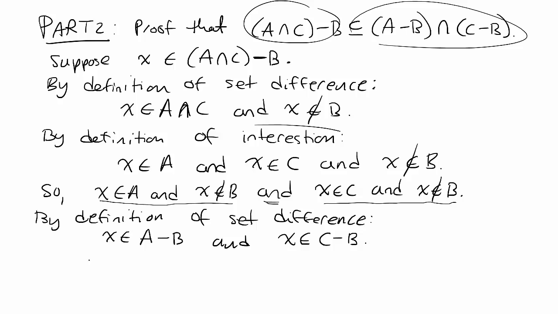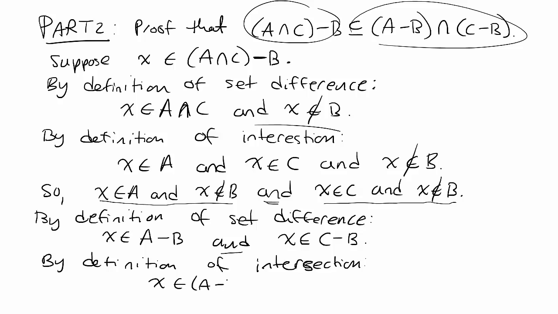Okay. Now what are we going to do? Now we're going to take care of this and. So by definition of intersection, we're going to have that X is an element of the set difference with A and B, intersected with the set difference between C and B.